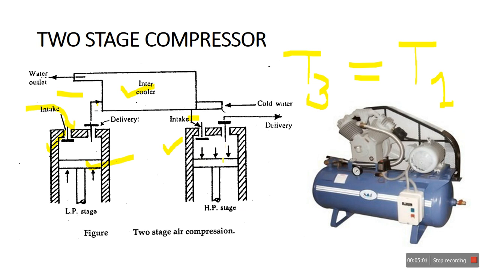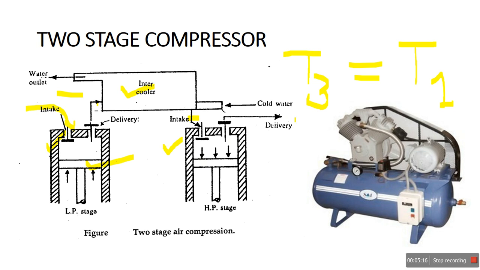It is again compressed and delivered at the required pressure. In such a way that we compress the air in two stages, we can again repeat. A compressor operating in this way is called multi-staging.